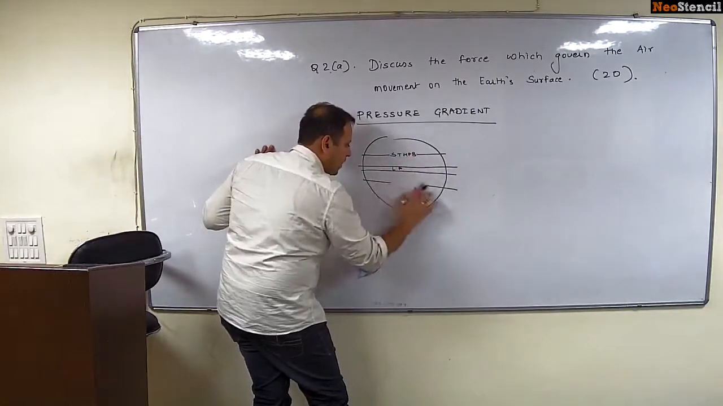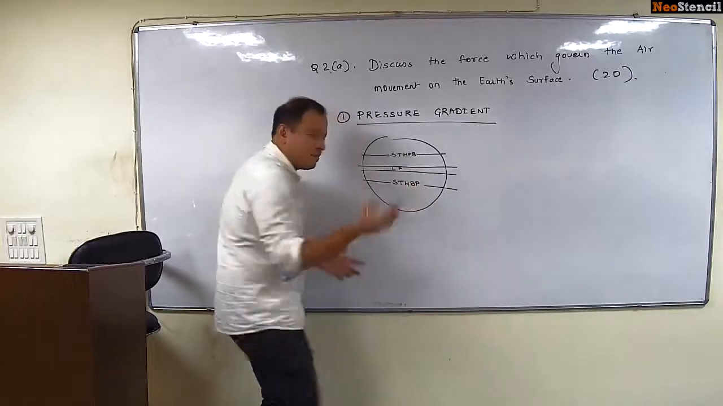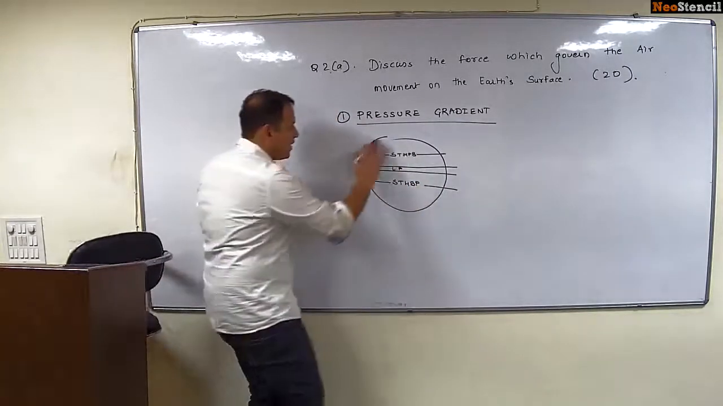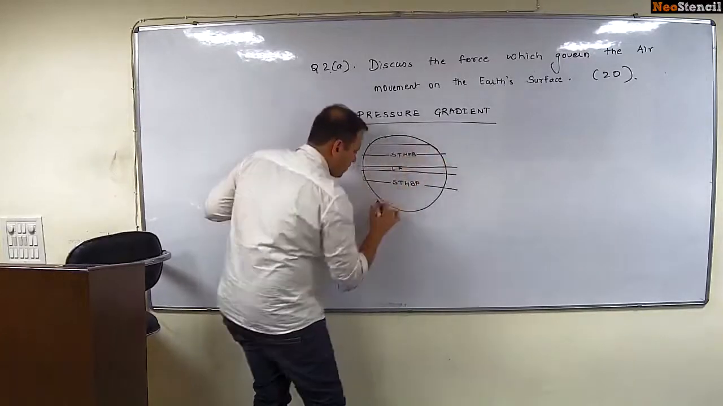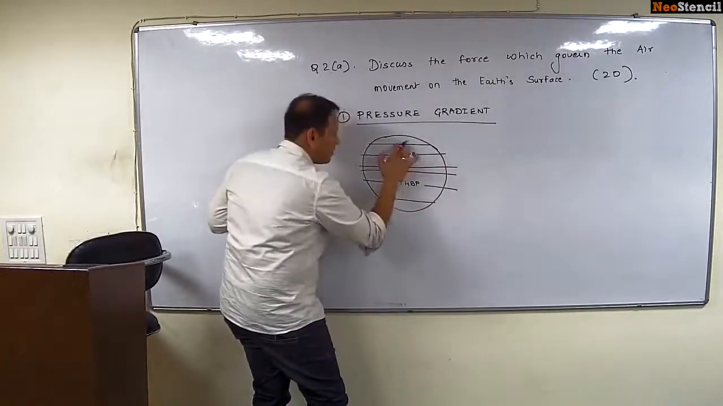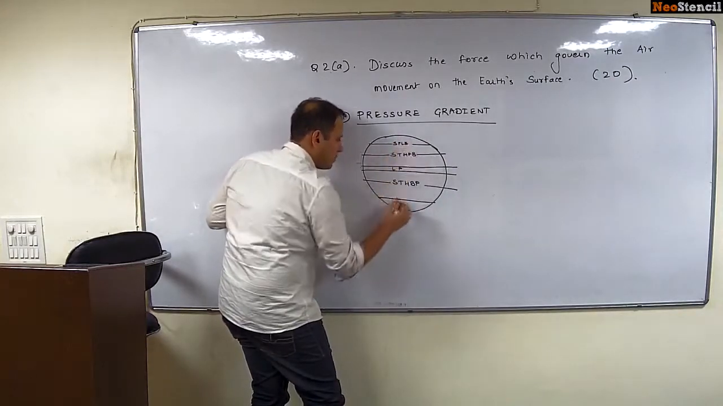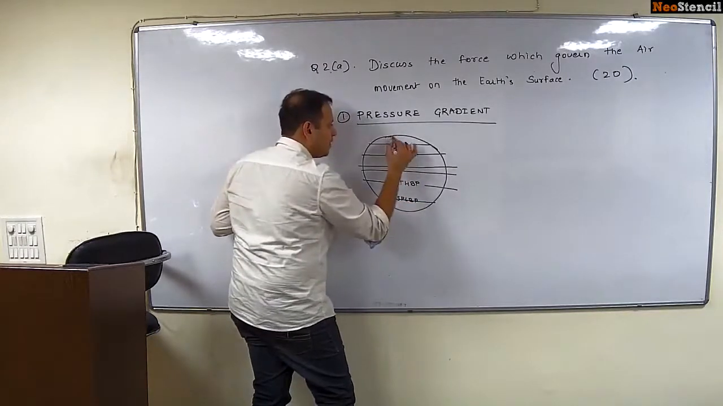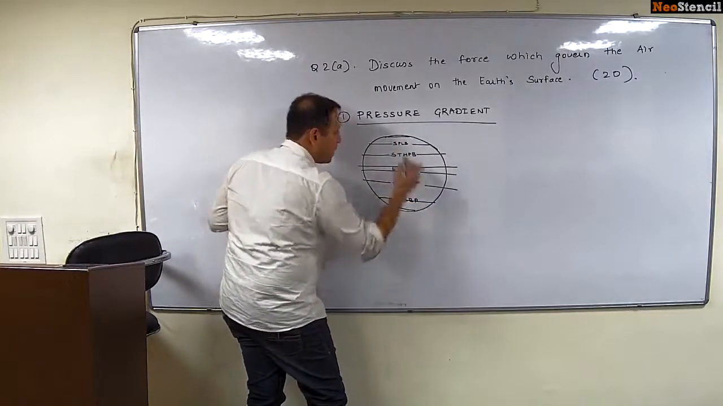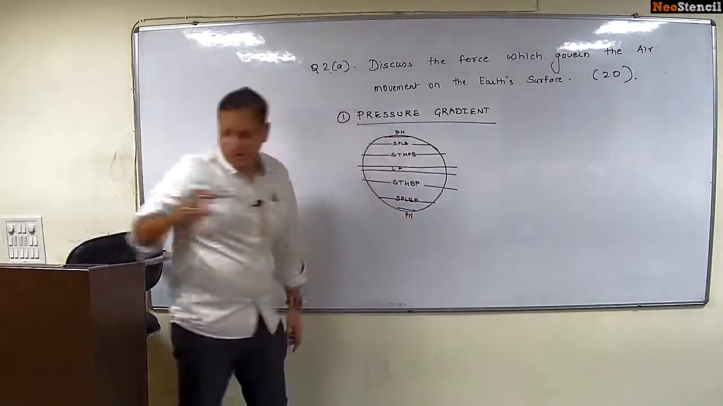Why this subtropical high pressure belt? Why this equatorial low pressure belt? Obviously the simplest part of climatology. Then we have the subpolar low pressure belt in this part. And lastly we have a polar high pressure belt here.